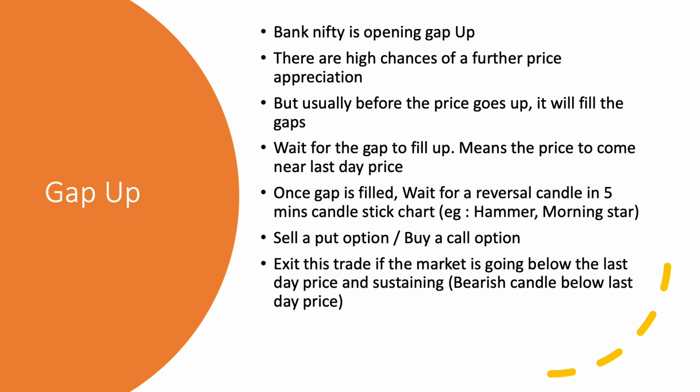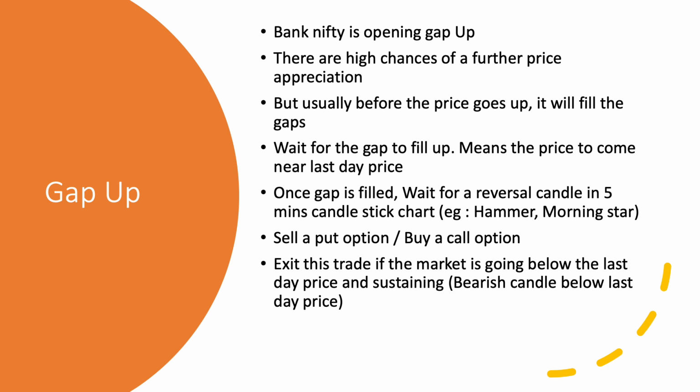A reversal candle can be a hammer, morning star, anything. Any reversal candle you can see. Once you have that confirmation, sell a put option or buy a call option. The same advantage is there. For selling, time is the advantage, and for a call option, if it is very fast and going in one direction, you will get more money than selling an option. It's up to you to take a decision.